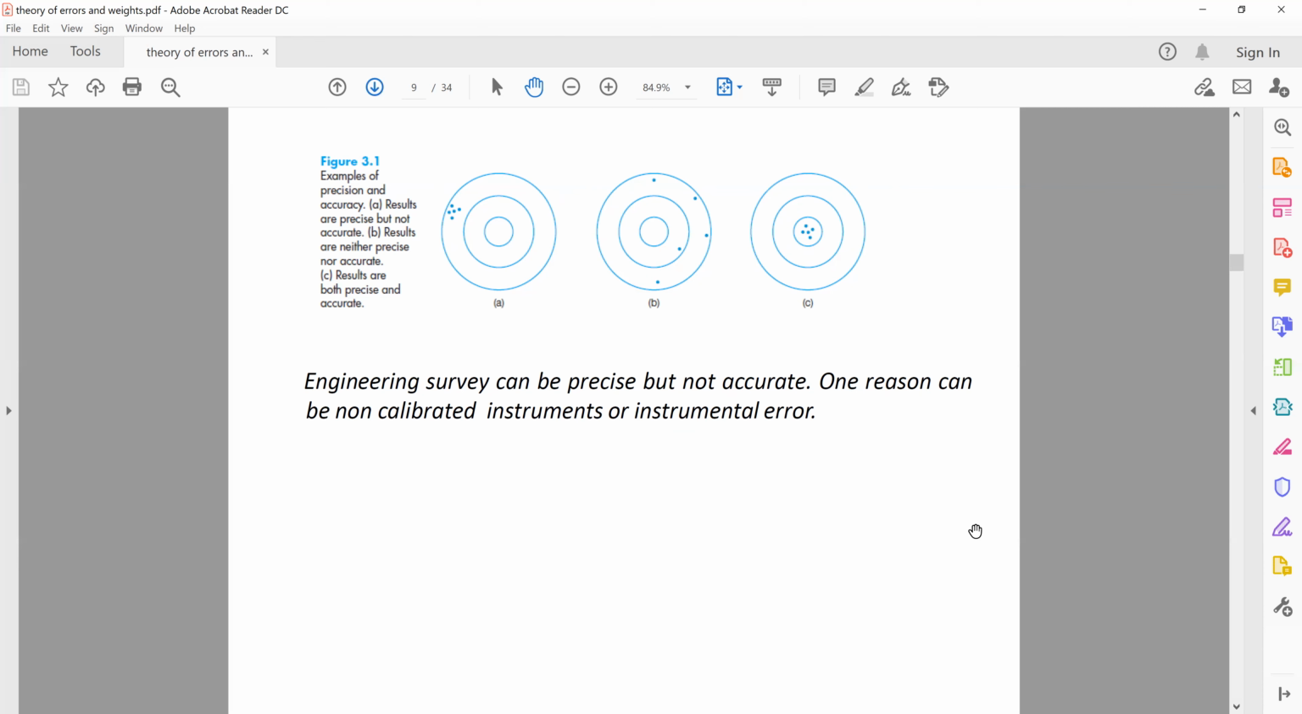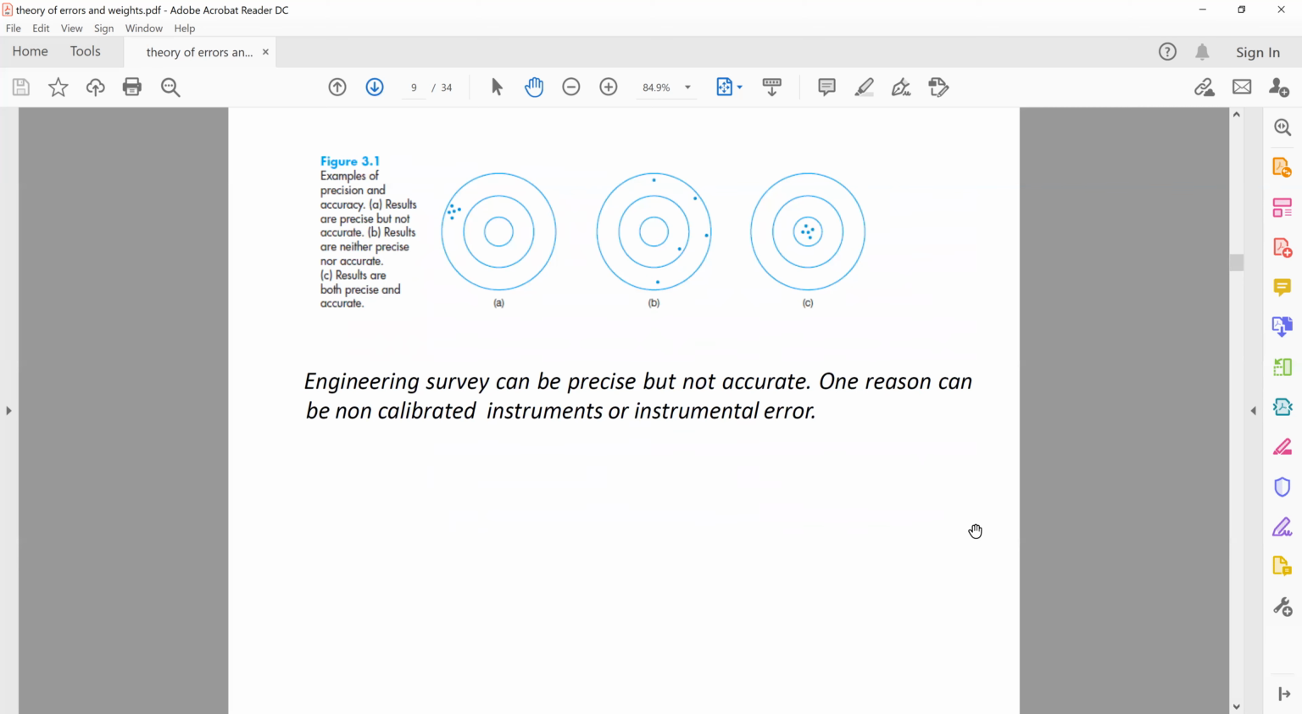If you take five readings and all of them are very close to each other, that means the work is very precise. And if the five readings are very far apart, that means the work is not precise. But it doesn't tell you if the work is accurate or not. So that is where the bullseye comes in, the center point.